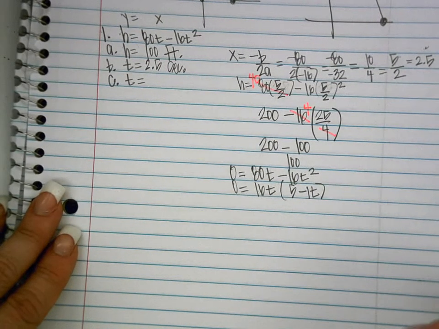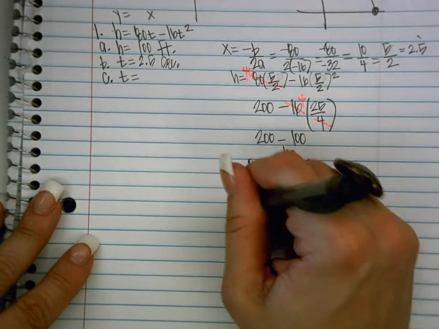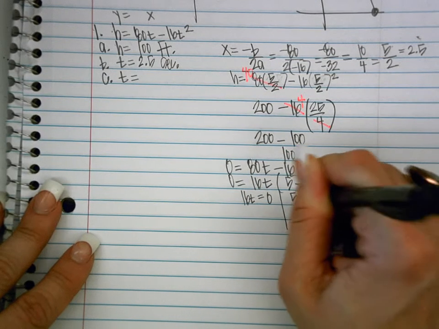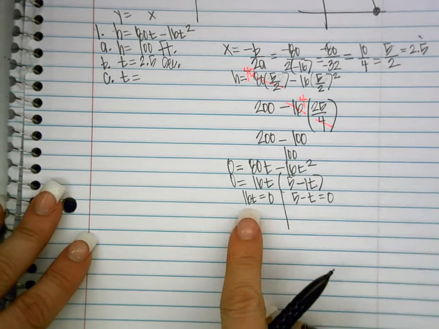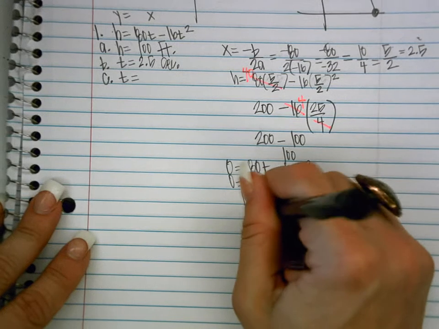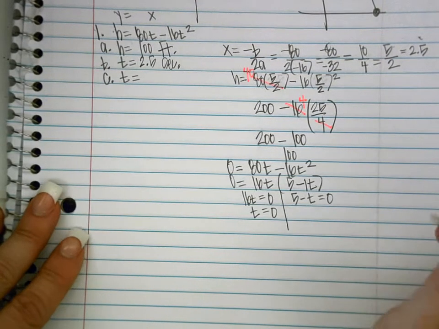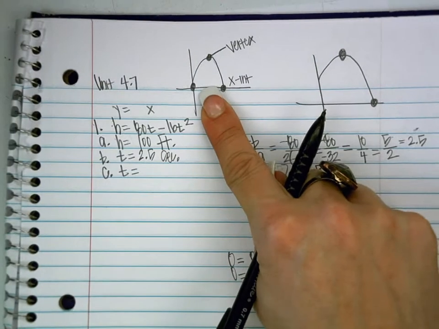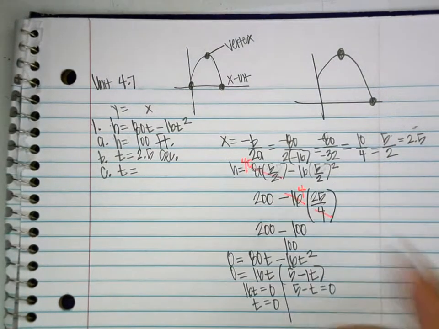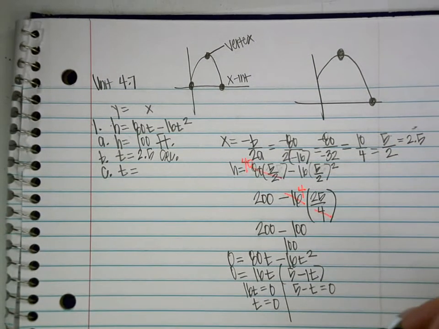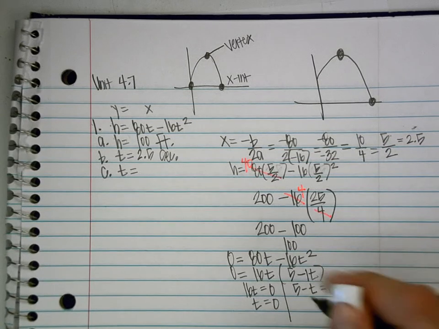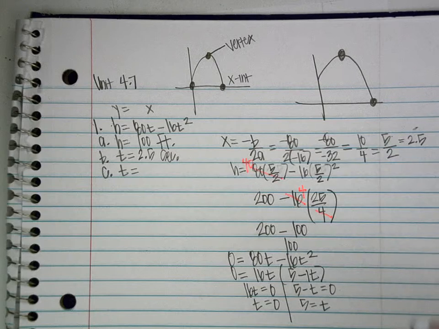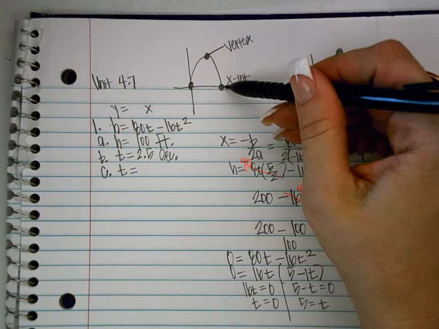Then split these up, set each part equal to 0. So 16t equals 0, and 5 minus t equals 0. You divide both sides by 16, t equals 0. But you already knew that, right? You knew that it started on the ground. So yeah, it's on the ground at 0 time. But we already knew that. How do you solve this one? Add the t to the other side. So 5 equals t. So how long does it take before it hits the ground? 5 seconds.